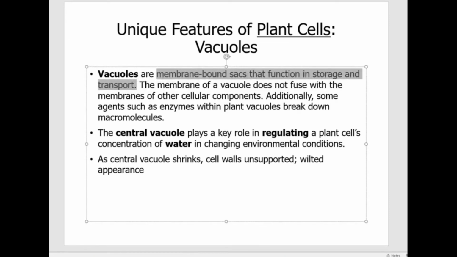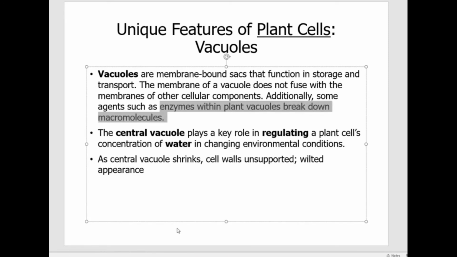This is actually very similar to vesicles. So you can think of them as a counterpart of vesicles in plant cells. But vacuoles can't really fuse with the membranes of other structures. Okay? And additionally, some of the vacuoles may have digestive enzymes to break down macromolecules.